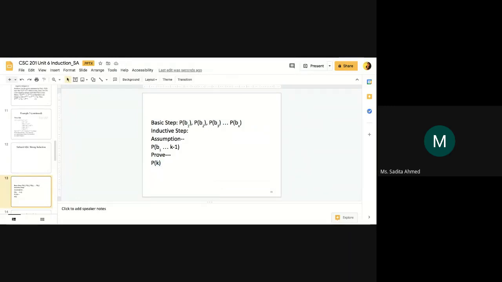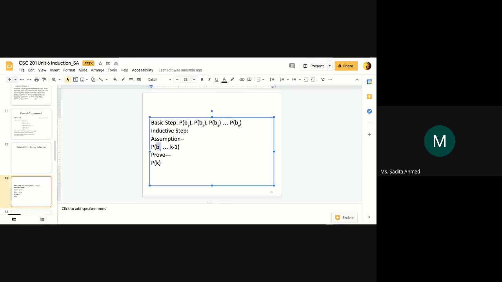Now, once again, strong induction. In the basis step, we prove it for a range of values. In the inductive step, the assumption covers a bigger scope. That is, in the assumption, we are allowed to assume that the statement is true for a range of values, and based on this assumption, we have to prove that the statement must be true for the next value as well. Okay?